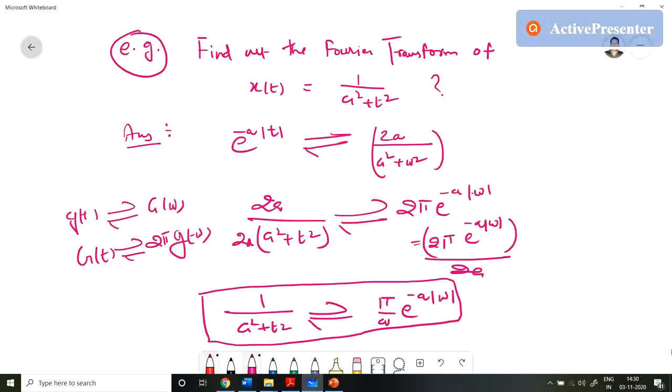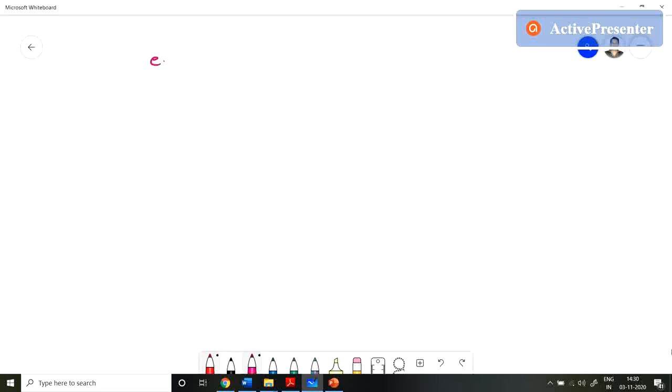So let us solve some problems related to the Fourier transform. Let us solve one problem. Find out the Fourier transform of x(t), that is 1. So find out X(f).